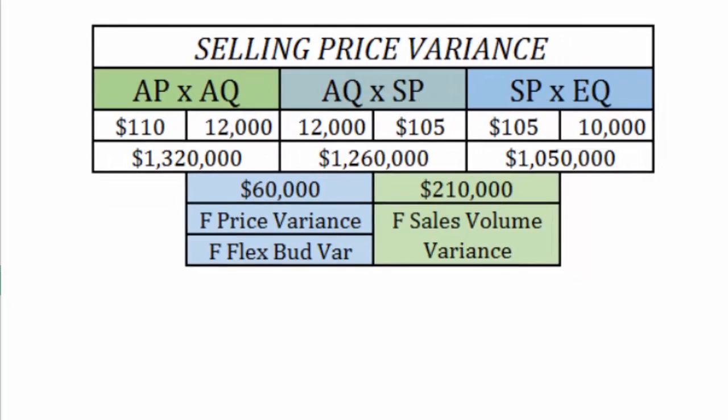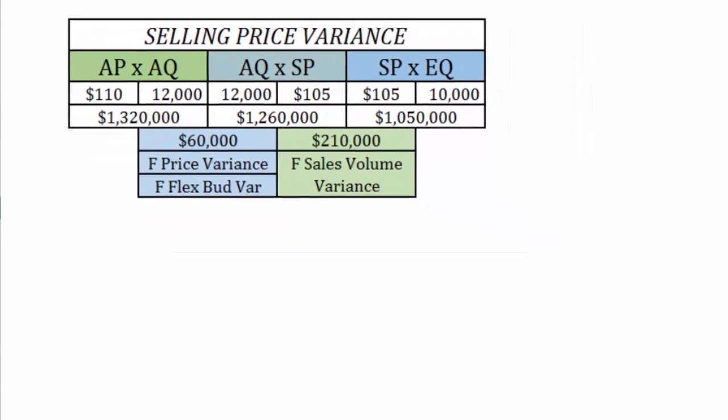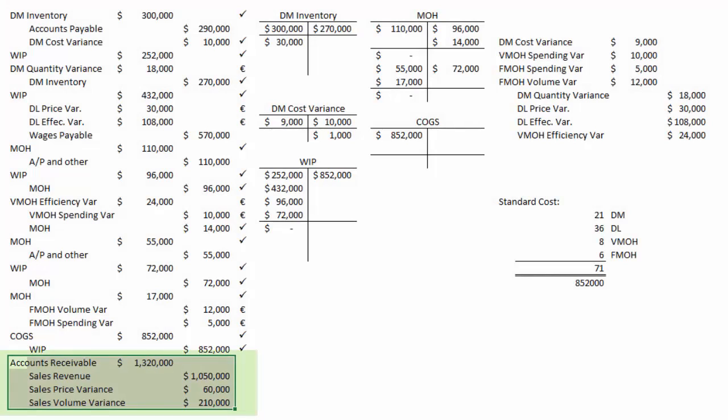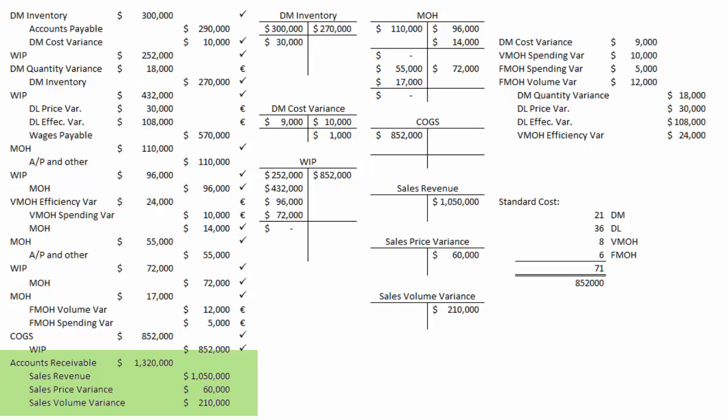Let's go ahead and just journalize this the way we did all the other journal entries, pulling it right off of this table. And here is that journal entry. So we debited accounts receivable, $1,320,000, credited sales revenue, $1,050,000. The price variance was favorable, $60,000. The volume variance was favorable, $210,000. And let's go ahead and post those to T accounts as well. So I've posted all of those and I just need to check them off to show that they are posted.